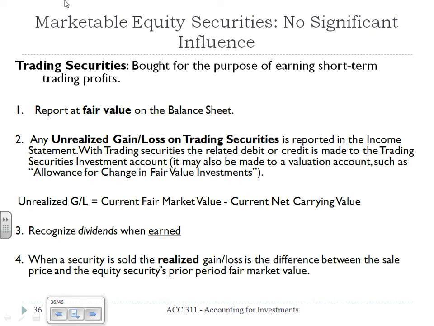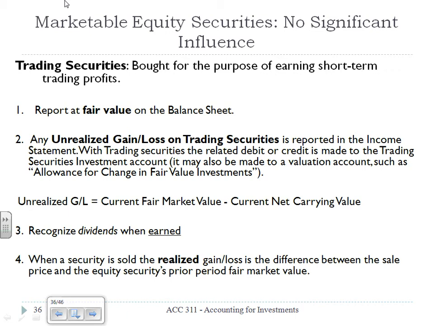For marketable equity securities, we're still in that category of no significant influence. And remember, that's less than 20 or 25%. When we start thinking about significant influence, we'll spend a little bit more time on this when we get to the equity method. But what we mean by that is that the company is not going to be able to influence the investee. They have no board seats.